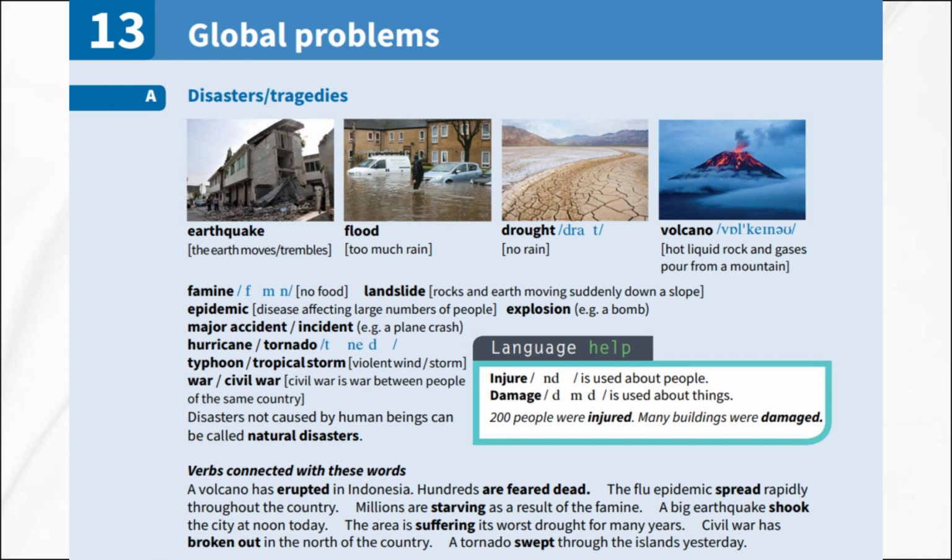The area is suffering its worst drought for many years. It is experiencing a difficult situation. Civil war has broken out in the north of the country. It has started suddenly. And a tornado swept through the islands yesterday. It moved quickly and powerfully across them.